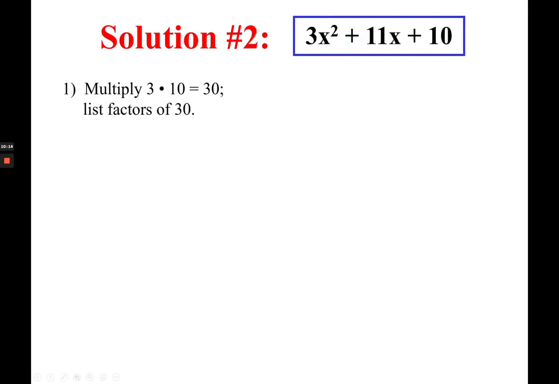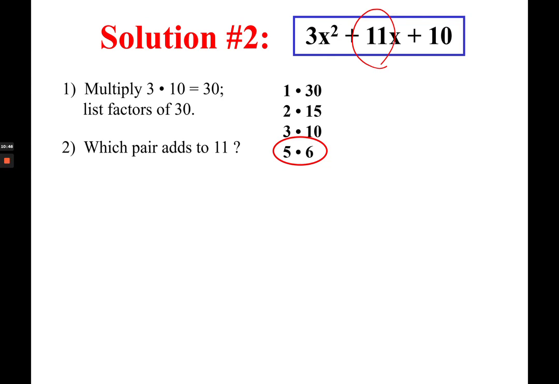You have 3x squared plus 11x plus 10. First step, multiply 3 times 10. The result is 30. Next step is list down all your factors of 30. Since it's positive, there are fewer because of the lesser combinations of the negatives. So we have fewer because everything is positive. Step 2, you need to check which one adds up to 11. And it's very clear, it's the last one.